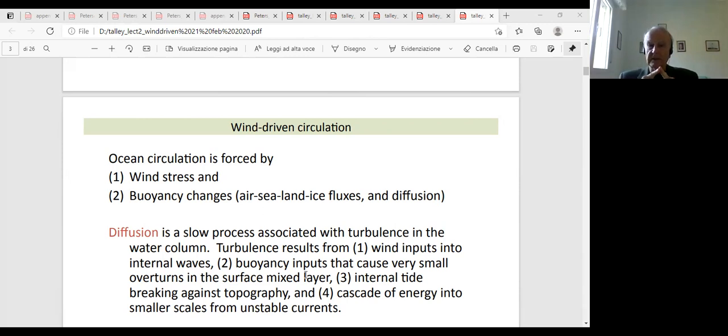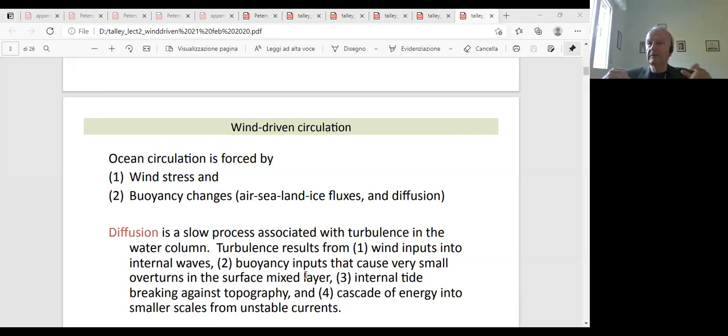Then we have the internal tidal breaking against the topography, because if you have the tides coming into some deformation on the bottom, it breaks and then creates diffusion. And then finally we have a cascade of energy into smaller scales from unstable currents.